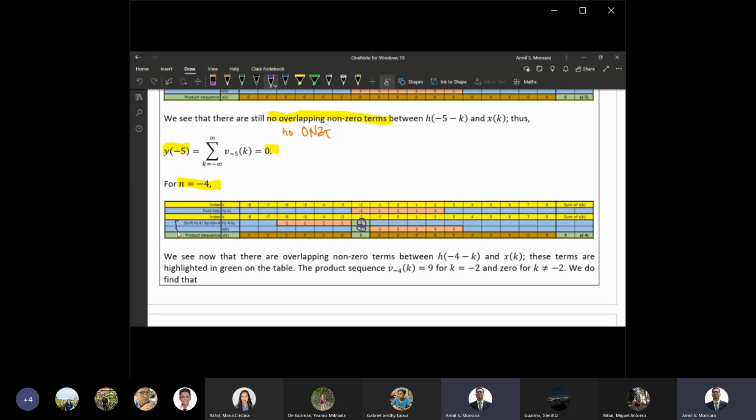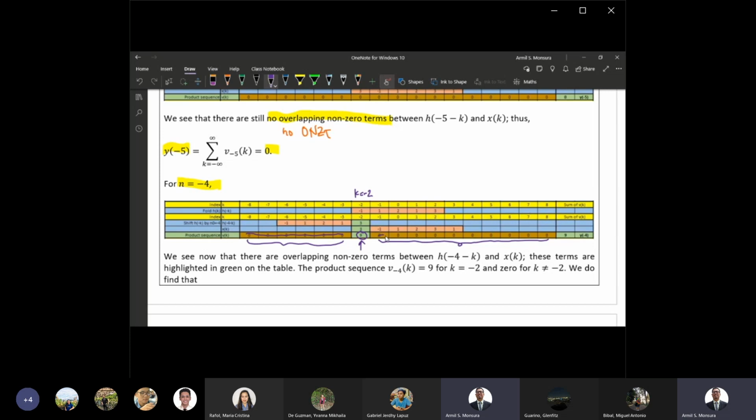So that if you form the product sequence, if you multiply these two sequences, you would have the following values. 0 siya at this time indices. Now at k equals -2, meron siyang value na 9. And then for k higher than -2, 0 ulit siya. But nevertheless, hindi natin concern yung mga zeros na yun.